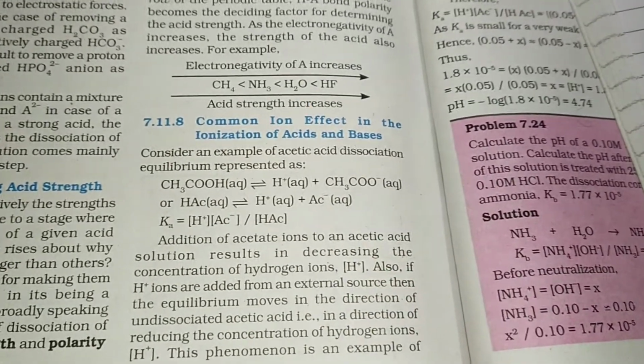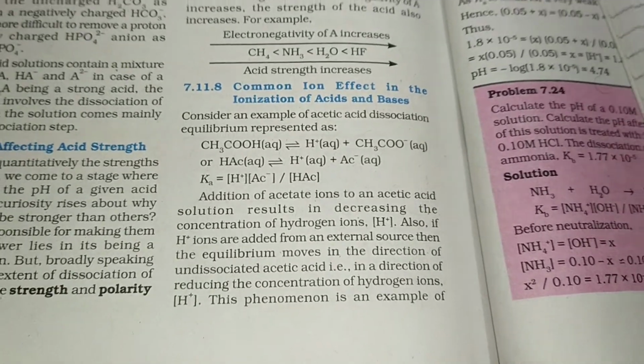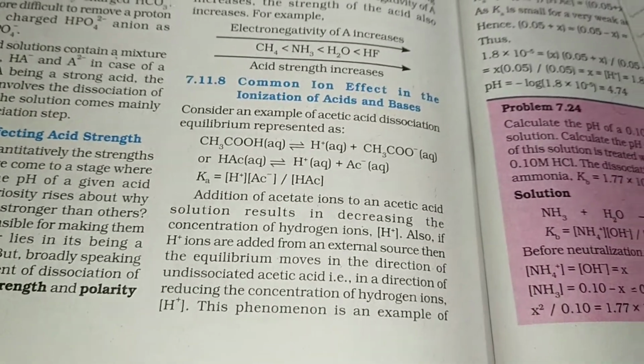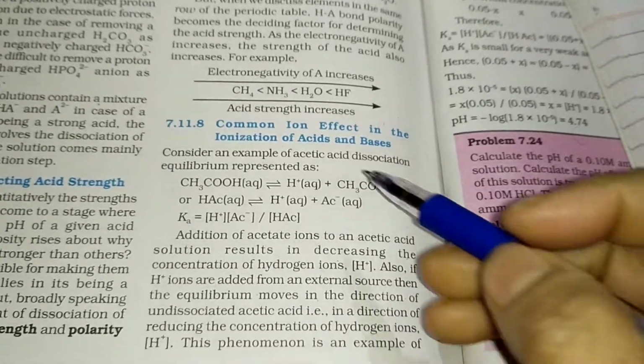Last class we discussed the ionization of weak acids and weak bases and how to find their pH, and also the ionization constant and degree of ionization. All these things we have already discussed. Now we are discussing the common ion effect.